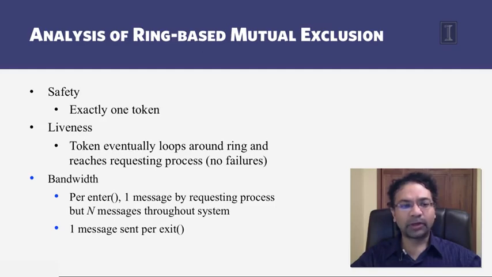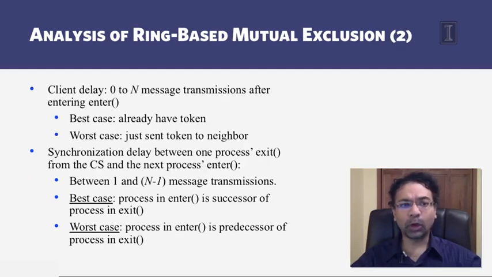Bandwidth per enter operation: there is only 1 token message received by the requesting process. However, the other n-1 processes might have to put an effort in transmitting the token around. So the total number of messages per request might be as high as n throughout the system. There is, of course, just 1 message per exit operation, where the process passes on the token to its successor in the ring. What about performance?